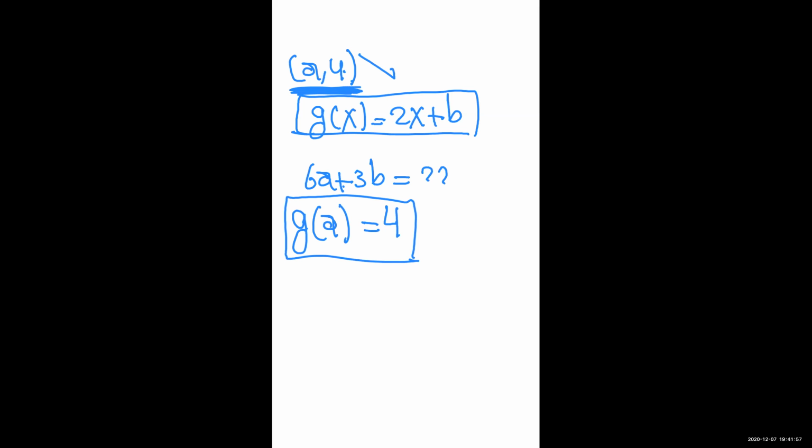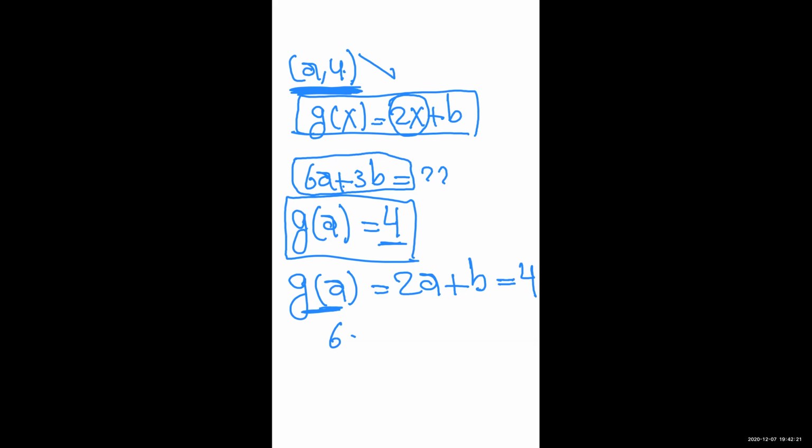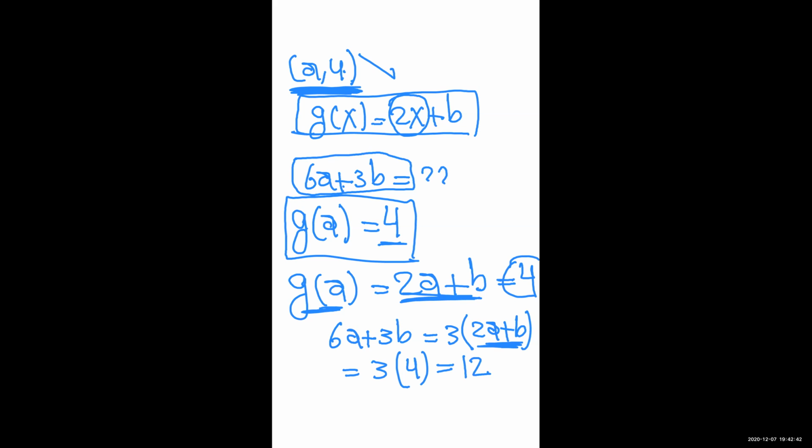From this point, now get g of a from the function itself. It will equal 2x, now x equals a, so 2a plus b. We said that g of a equals 4, so this one equals 4. Then check that one. I want to get 6a plus 3b. I'm going to take 3 as a common factor, so 3 times 2a plus b. 2a plus b equals 4, so it will equal 3 times 4, which equals 12. So the right choice for this question is 12, which is the first choice, A. Okay, are we clear? Yeah, it's clear. Okay, great.